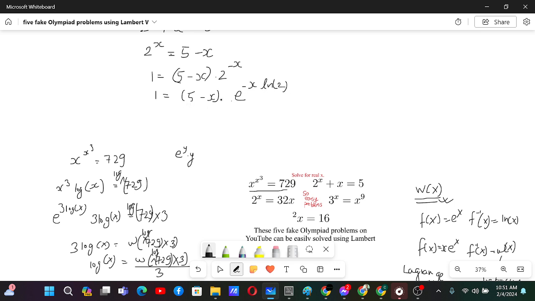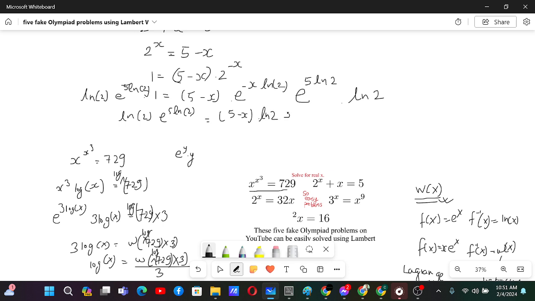So for that, we can introduce an e to the power 5 ln 2 over here. And also we can introduce ln 2 in here. So let's do the same on both sides, and that will take this expression to the required form, and I will show you how. If we introduce these two terms, now we will have ln 2 times e to the power 5 ln 2 as, over here we have 5 minus x ln 2, and in the numerator also we will have e to the power ln 2 times 5 minus x.